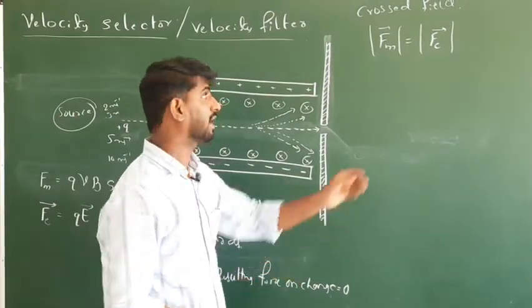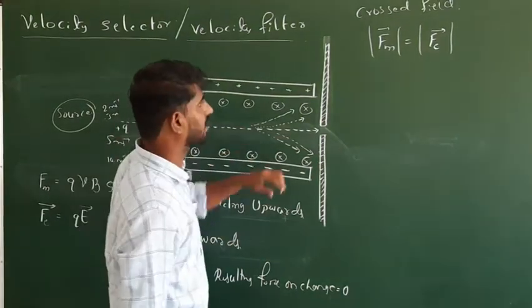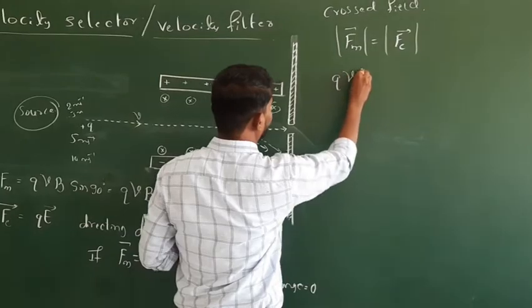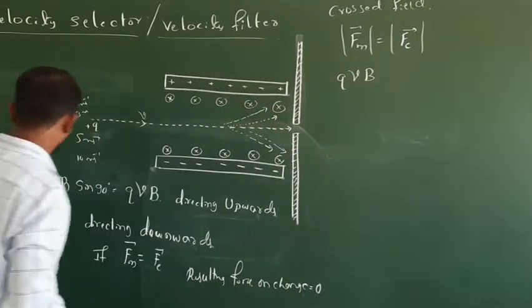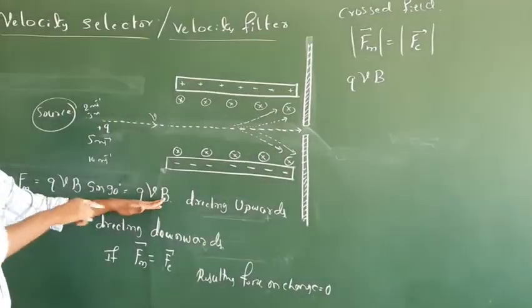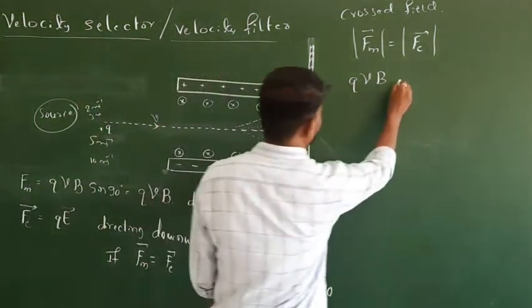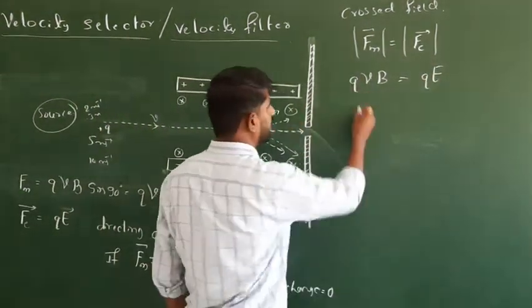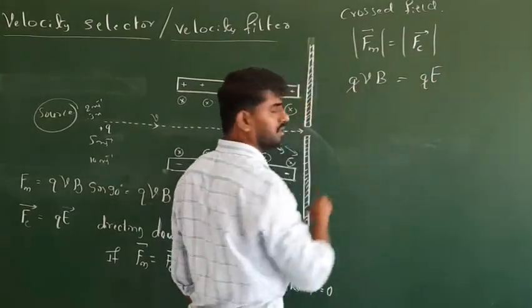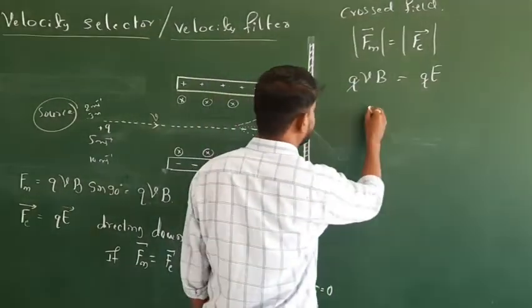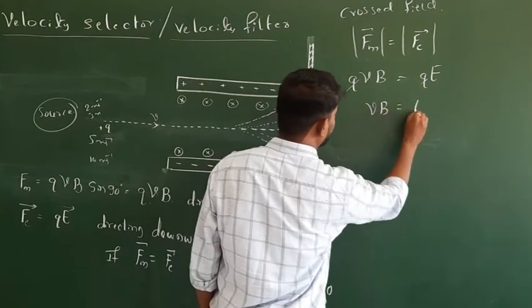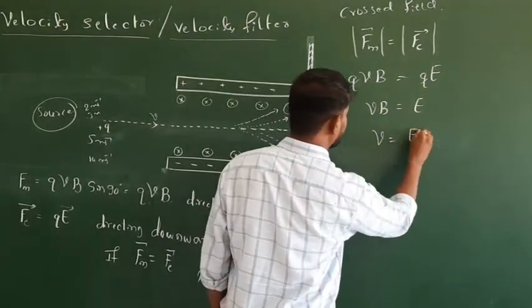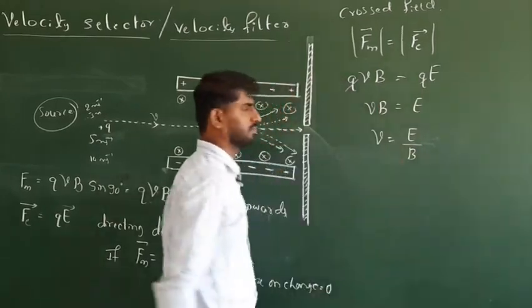Is it clear? Okay. So for the charge to move in a straight line, Fm must equal Fe. The magnitude of Fm is QVB, from the equation QVB sin theta, where theta is 90 degree. This is equal to Fe, which is Q into E. Then the Q cancels on both sides, leaving V into B is equal to E. Next, V is equal to E divided by B. E divided by B.